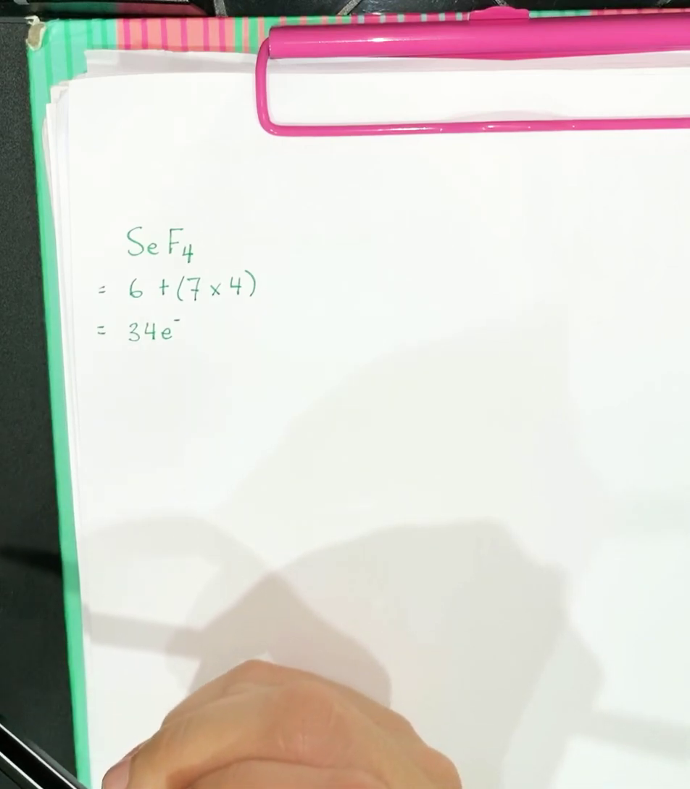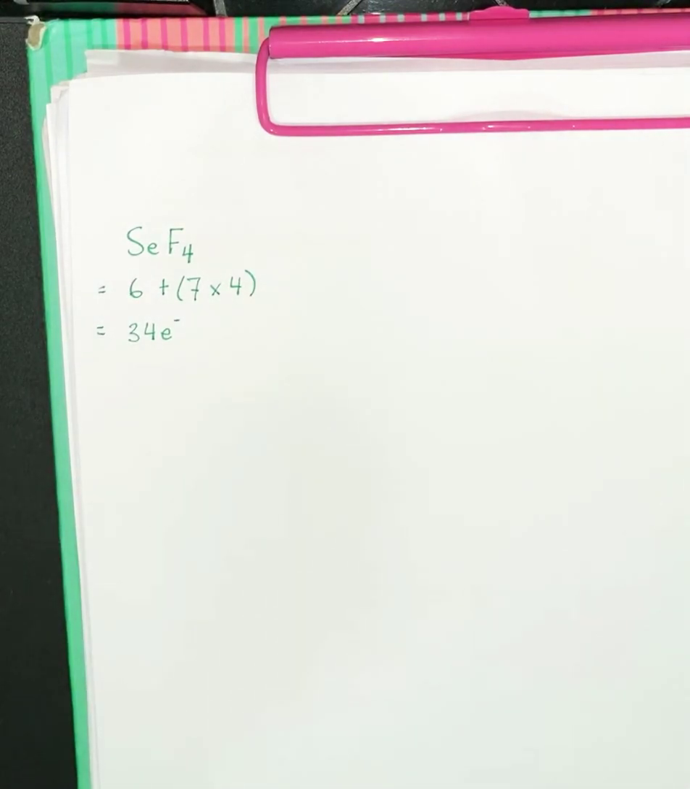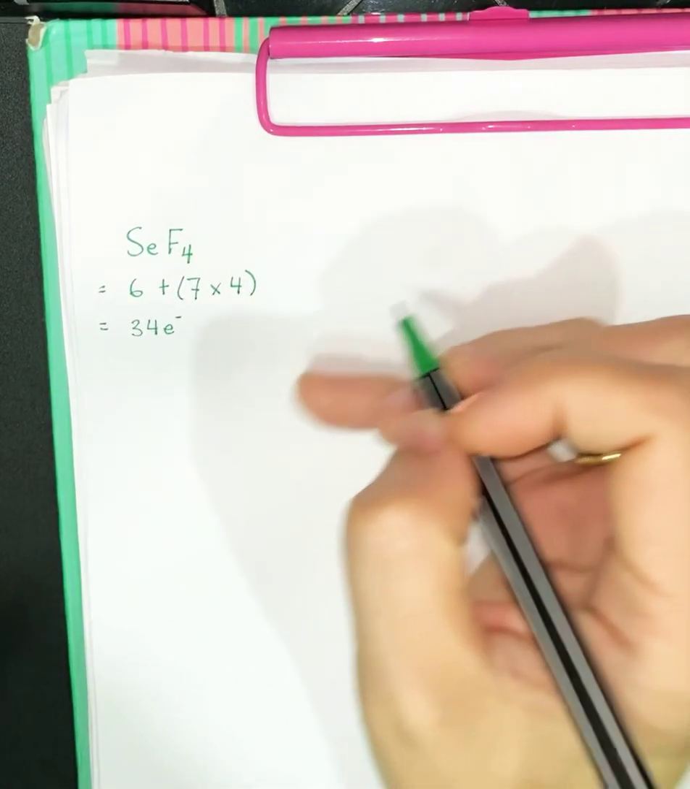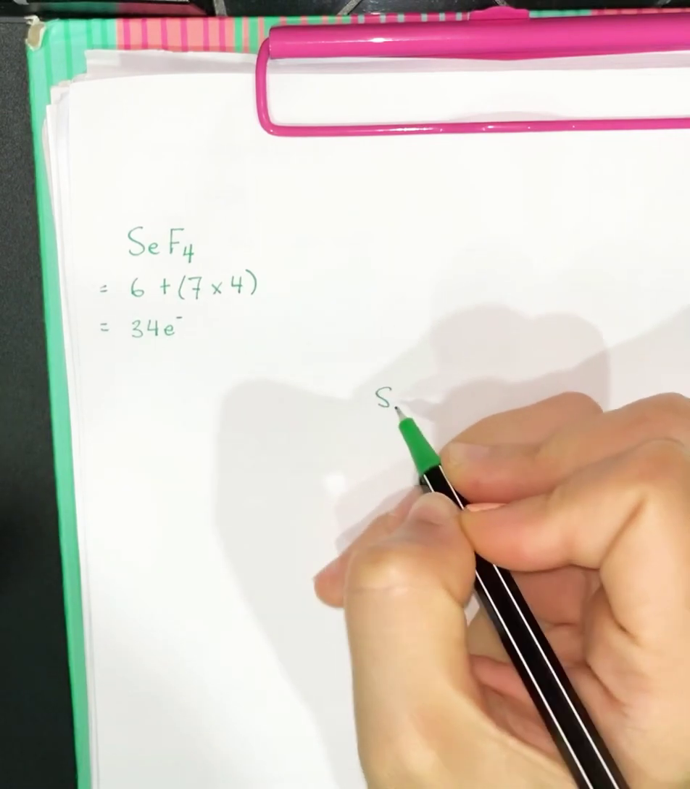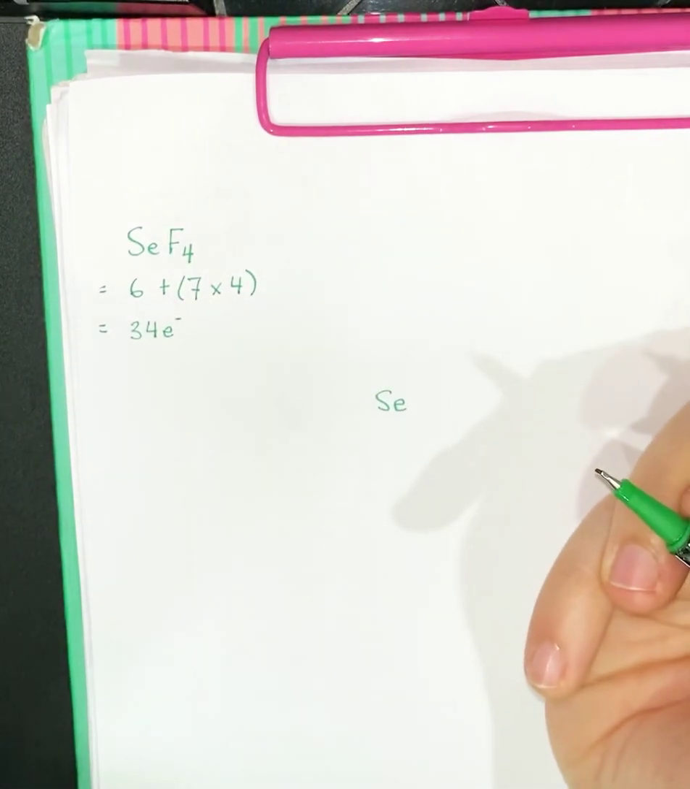Then identify which one is the central atom. Looking at the table, as you go from left to right, the electronegativity increases. But as you go down the table, the electronegativity decreases. So the least electronegative element goes in the middle. Selenium, since it is further down, is less electronegative than fluorine. So selenium will go in the middle, okay?